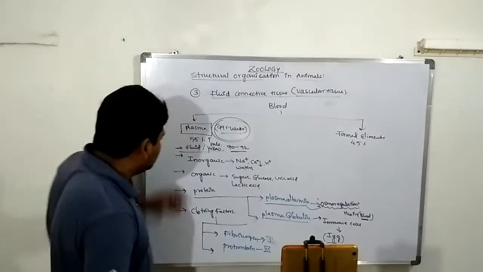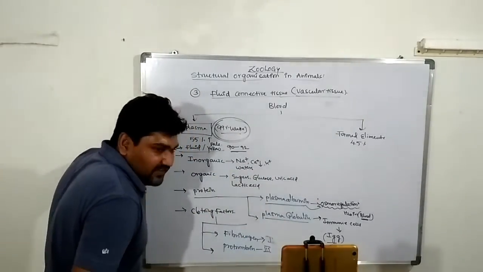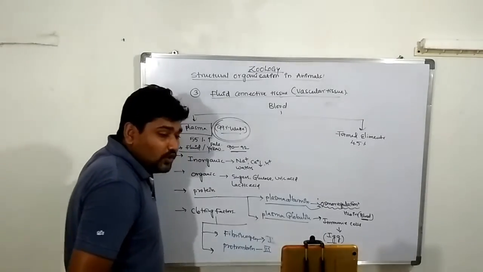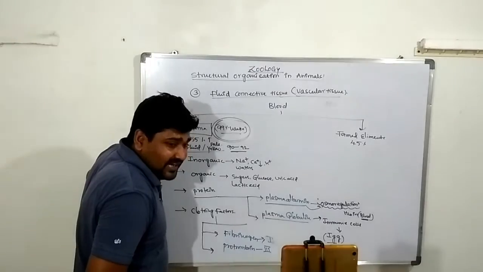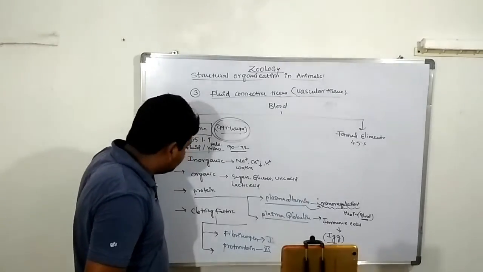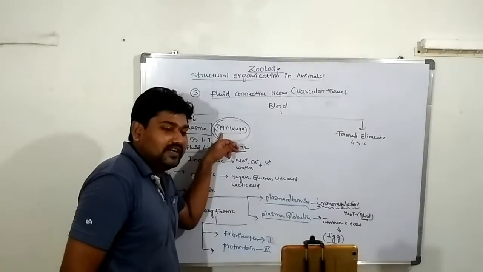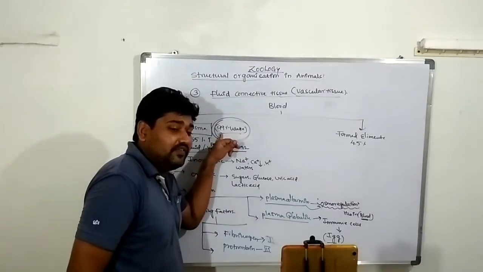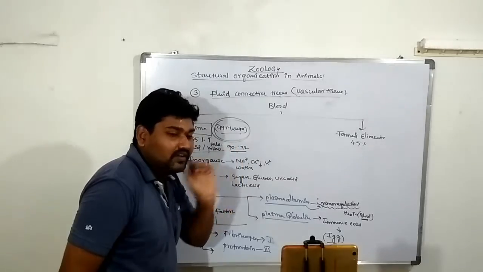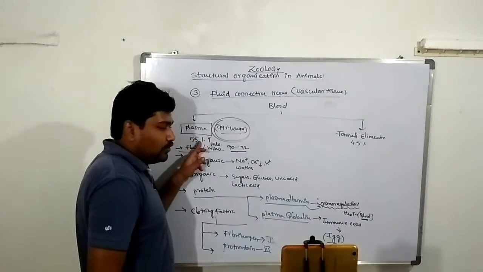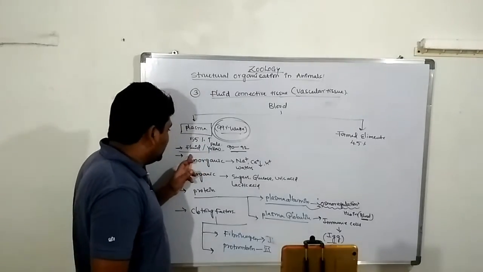Are you clear? Yes. Plasma is one of the fluid connective tissues. There is no particular proper color; sometimes it looks pale yellow. It consists of approximately 99% water. The remaining 1% consists of what? Uric acid, etc. It is 55% of the total volume of the blood. So it is one of the fluids.